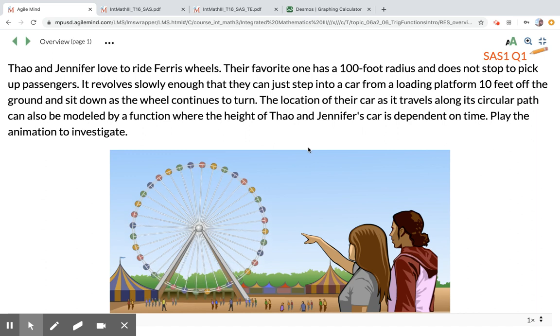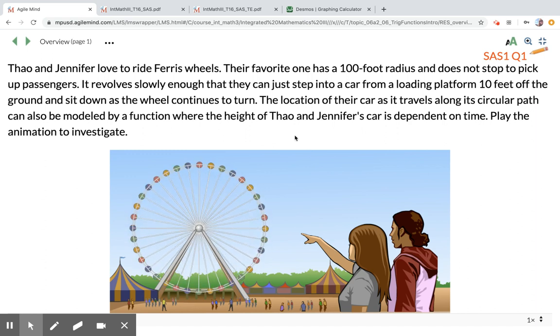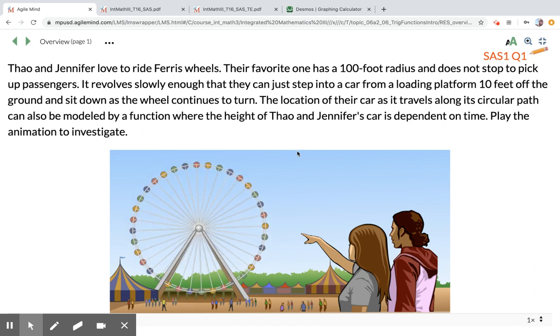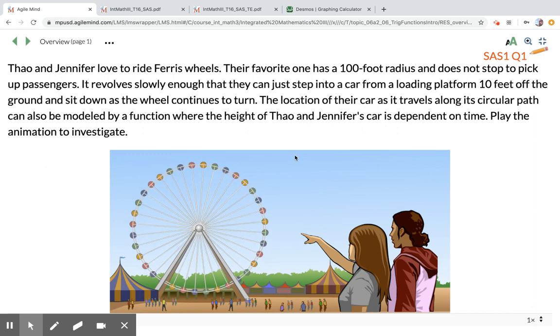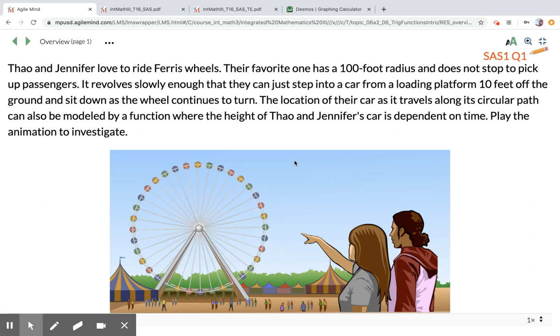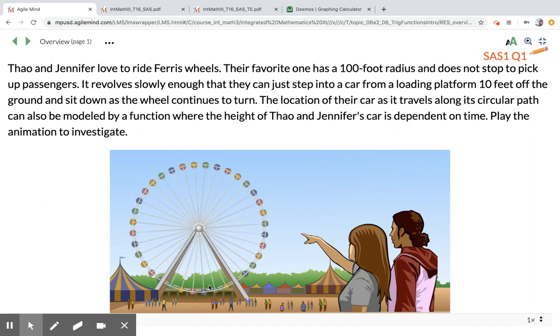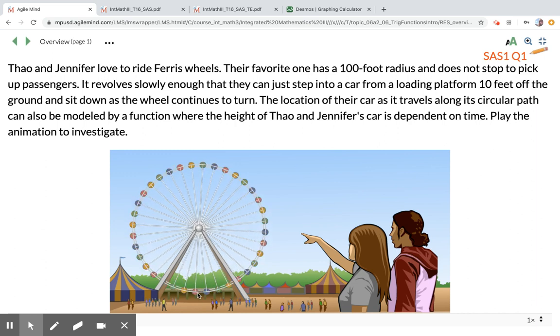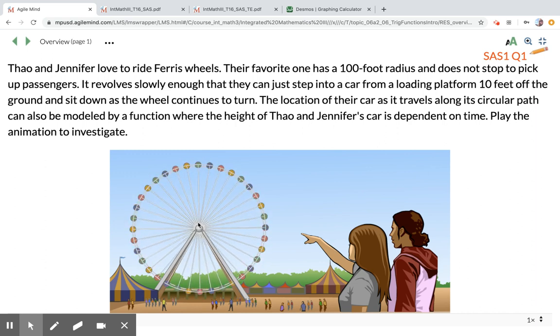It revolves slowly enough that they can just step into a car from the loading platform about 10 feet off the ground, and they sit down as the wheel continues to turn. So the wheel doesn't actually stop. You just get on the loading platform about 10 feet up and hop on, which means that with a 10-foot platform and a 100-foot radius, you're 210 feet at the top of this thing. That's a big wheel.